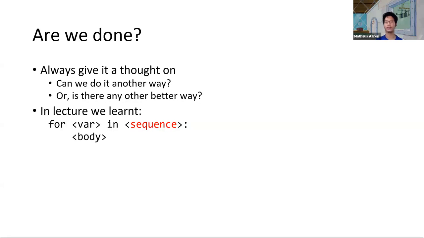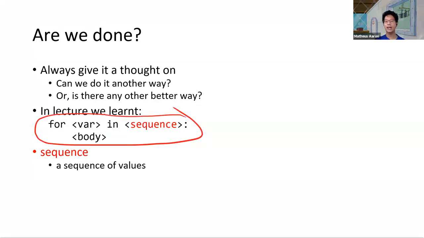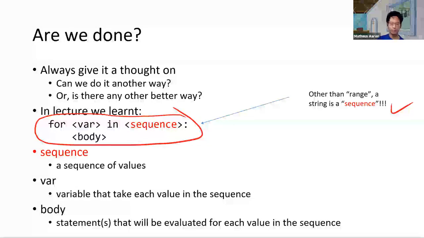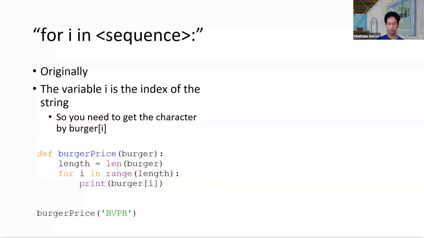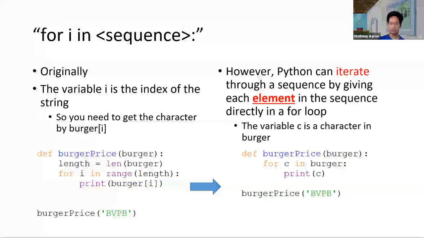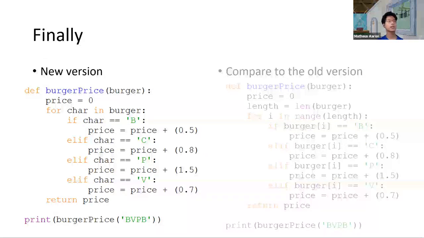In lecture, we learned that for variable in sequence, body, you can do a for loop in this way. And a string is, in fact, a sequence. So you can immediately put burger here. Instead of writing it this way, you can write it this way. See the difference? You don't need to take the index out of every string. You can insert the burger straight into the code. And basically, what char is will be every character inside the string. So with this, we can make adjustments in our new version, which is much sleeker, much more elegant, rather than the older version.